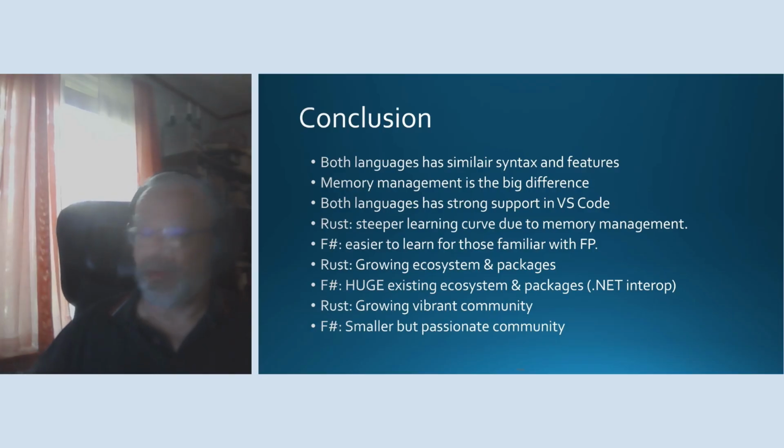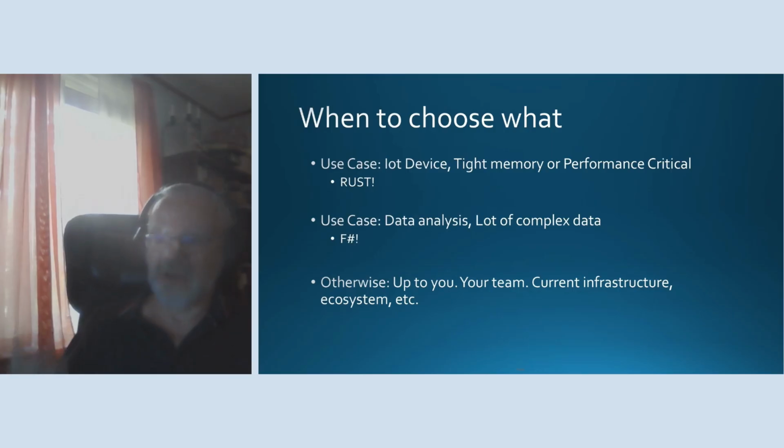So when would you choose one over the other? Well, if you have a use case that is tight memory, very performance critical, an IoT device or smaller computer or whatnot, Rust. Definitely choose Rust. That's what Rust was meant to do. So that's what you should do. On the other hand, if you have big data, a lot of complex data structures and data analysis, F#, because that's what F# was meant to do.